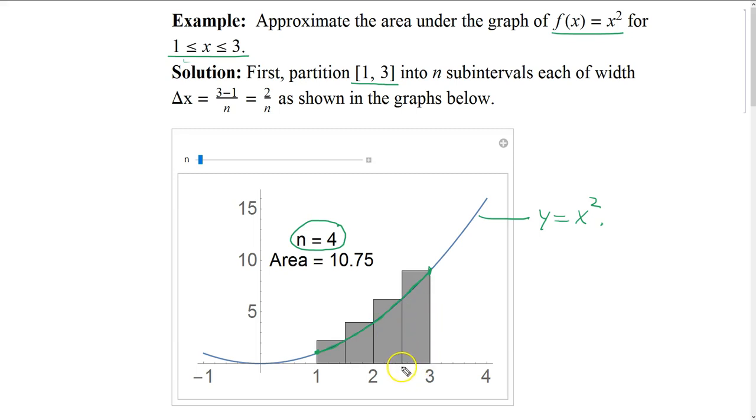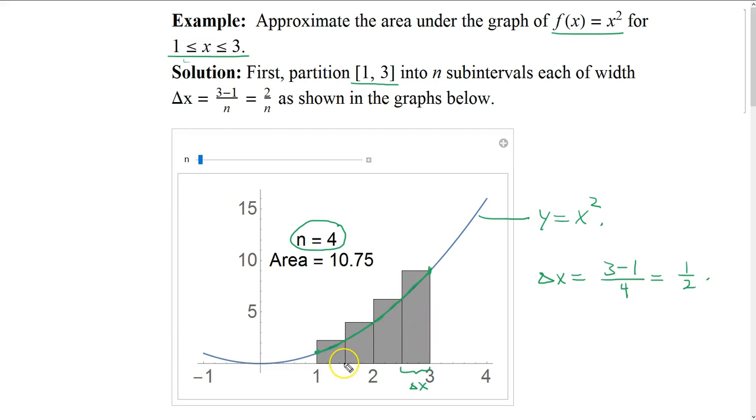Now notice that the width of each rectangle down here, that distance is what we call our delta x. And in this particular picture, that delta x is equal to 3 minus 1 divided by the number of subintervals we have, which is 4 in this case, and we get 1/2. So that's the width of each subinterval. And then we're going to add up the area of each rectangle.